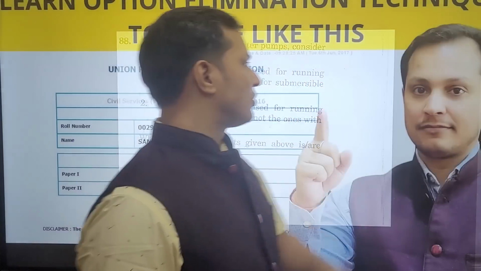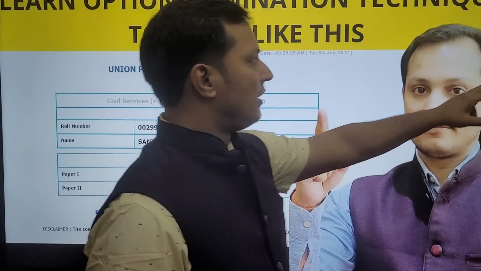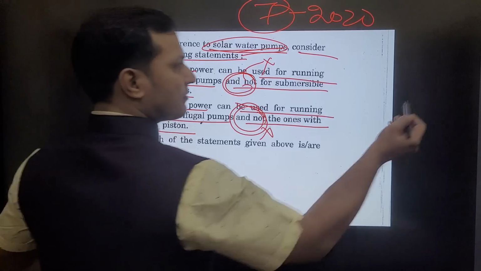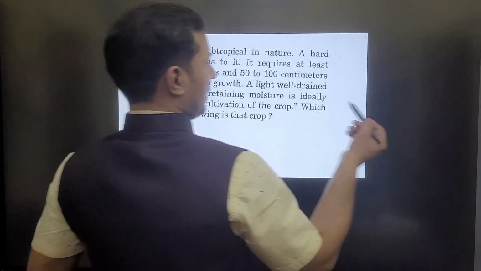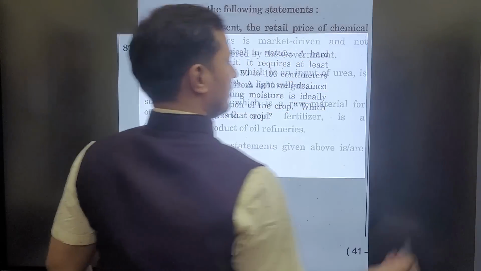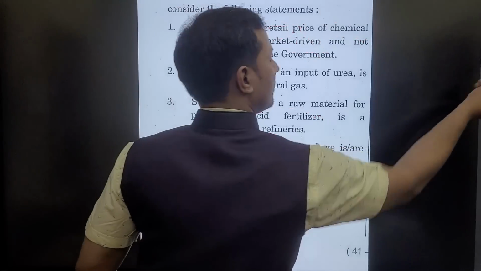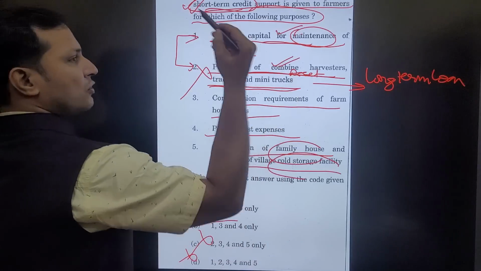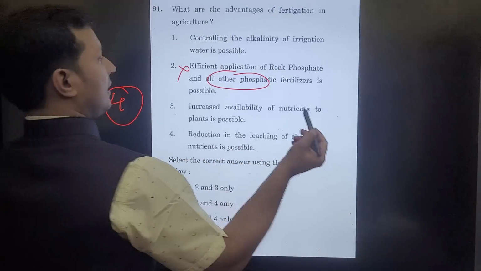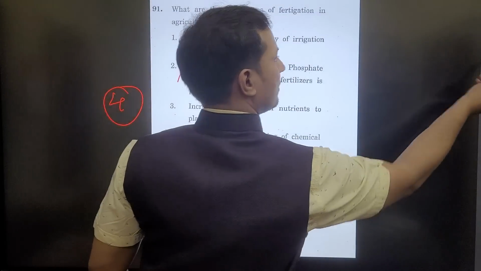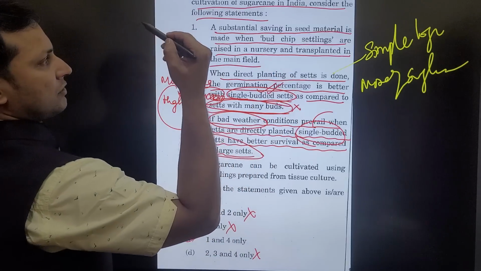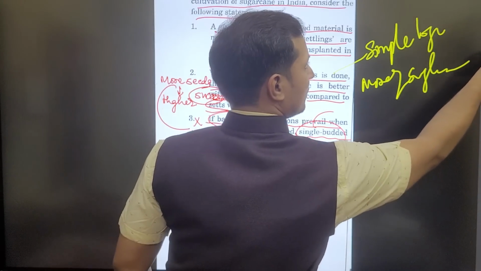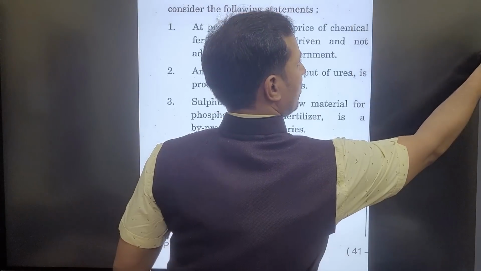Okay, let us see the next question. Okay, let us see how many questions we have solved. So you have solved one question, then 2, then 3, then 4, then 5, then 6, then 7 questions. 7 questions we have solved.